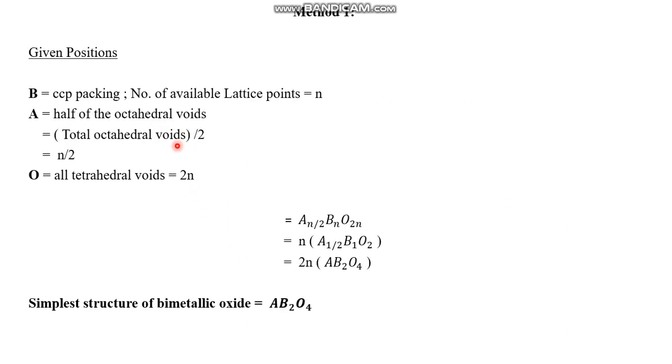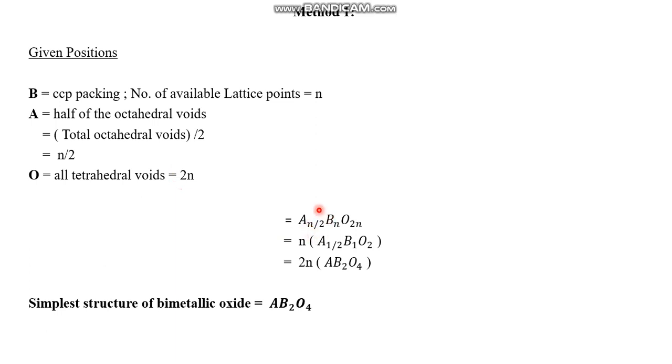Okay, so now if the octahedral voids is n, the number of octahedral voids being occupied by A is half the number, so total number of octahedral voids divided by 2 is n by 2. So the total number of atoms of A is n by 2. And the total number of O, that is the oxygen atoms, is 2n. Why is it 2n? Because the oxygen atom is occupying all the tetrahedral voids. So the total number of oxygen atoms here is 2n.